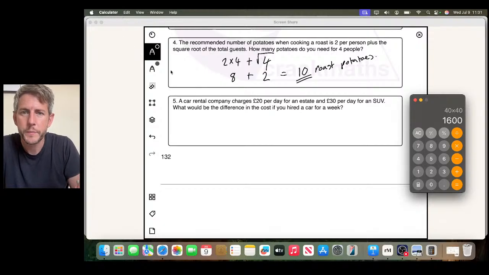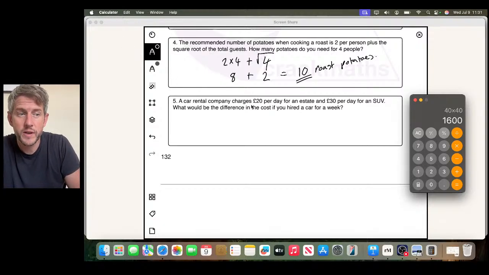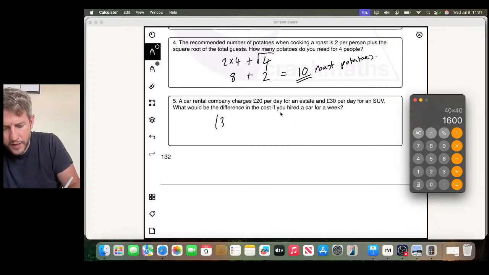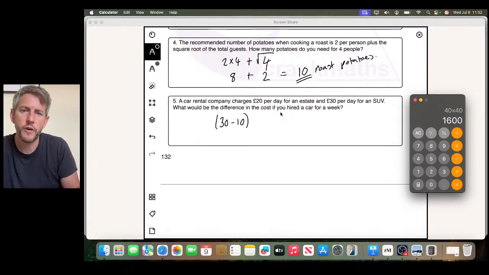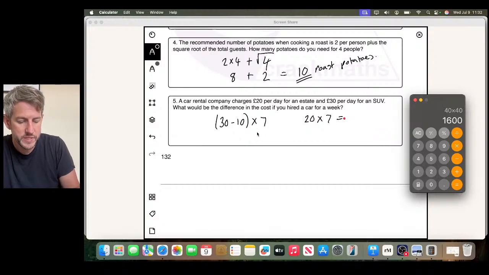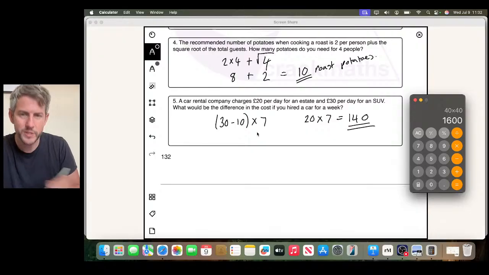Right, question 5. A car rental company charges £20 per day for an estate and £30 per day for an SUV. What would be the difference in the cost if you hired a car for a week? Okay, so we can do 30 take away 10 to find out the difference per day, and then we can times that by 7. Okay, so 30 take away 10 is 20, and then if you times that by 7, 20 times 7, well, 2 times 7 is 14, so 20 times 7 will be 140.